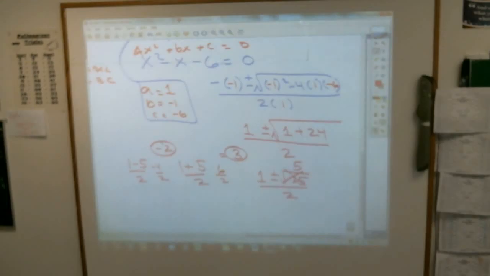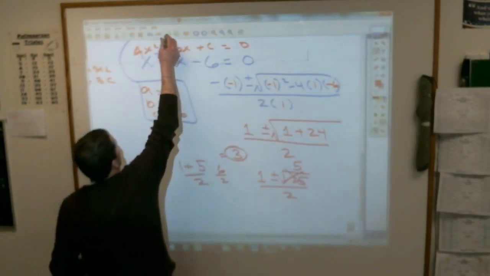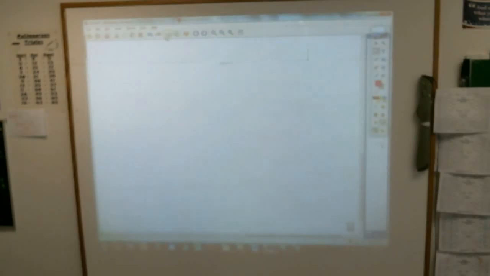By the way, you sound very intelligent if you tell somebody that negative b plus or minus the square root of b squared minus 4ac, all over 2a. That wasn't right, was it? Negative b plus or minus the square root of b squared minus 4ac all over 2a.